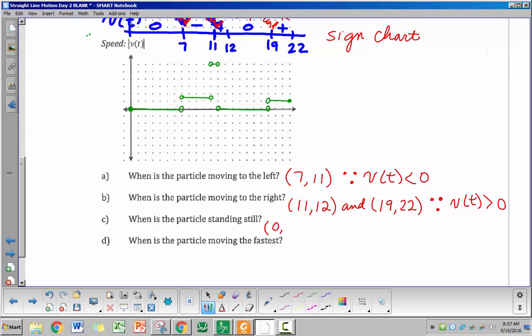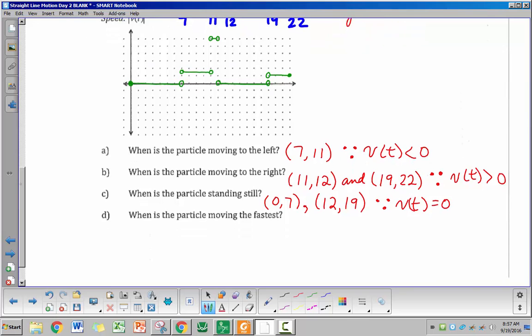0 to 7, and 12 to 19, since V of t is equal to 0. Yes, sir? Would you put a bracket at the beginning of 0 to 7? You can. It's like increasing, decreasing. We don't really know.